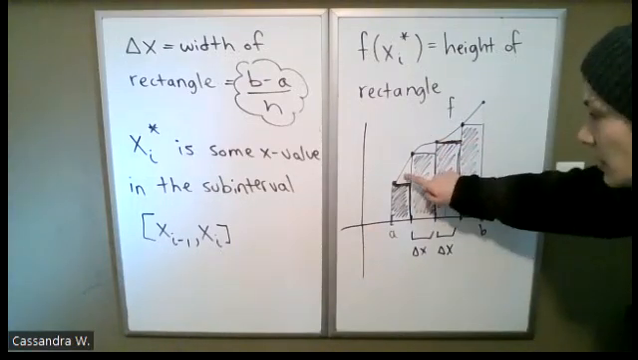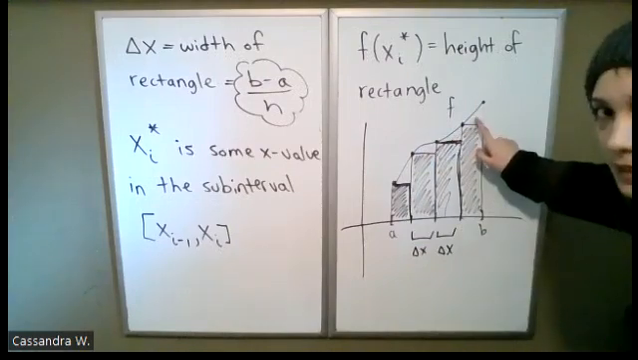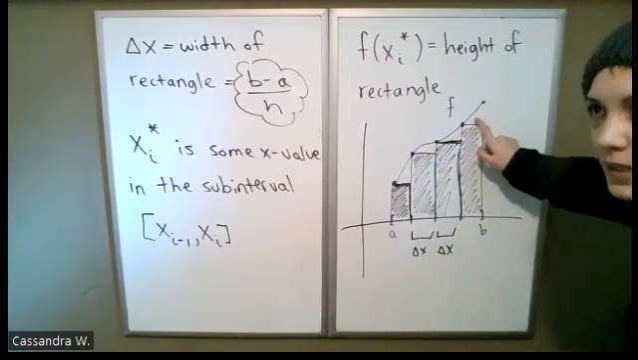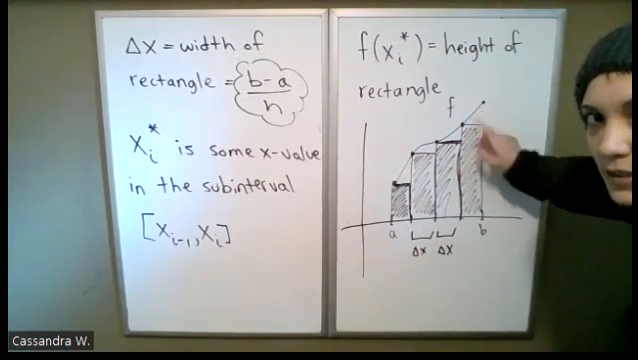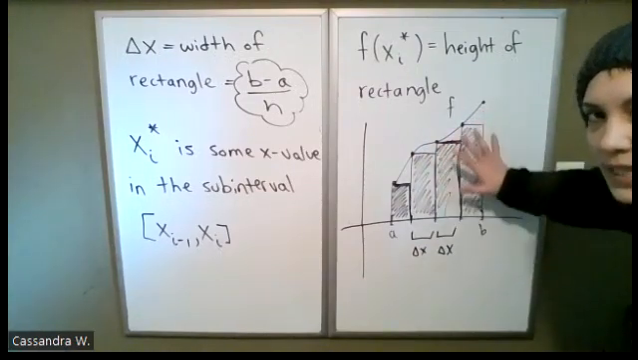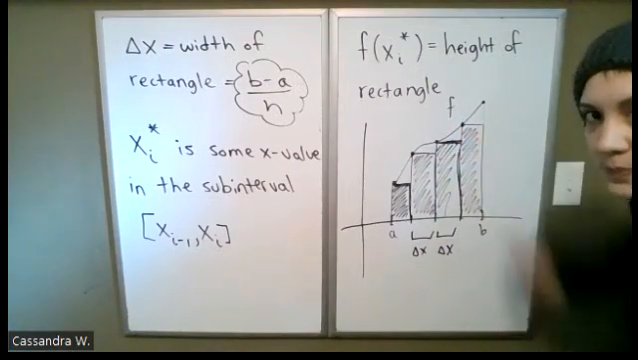We're missing these spots right here, I guess where it's like empty, where we haven't considered that little piece of area. So whatever area we get is a little bit less than the actual area under the curve.